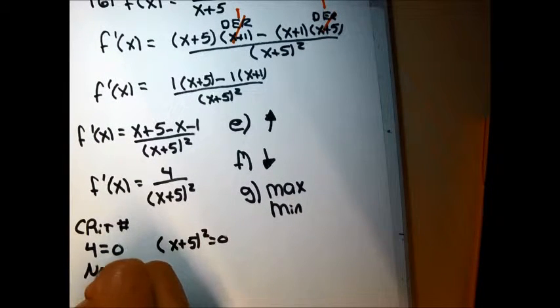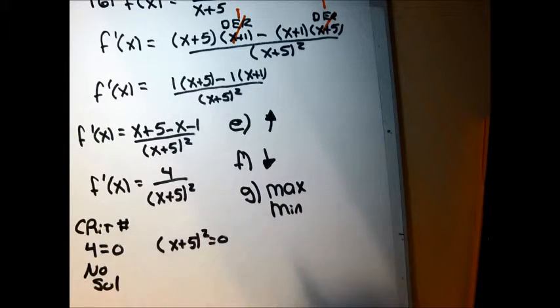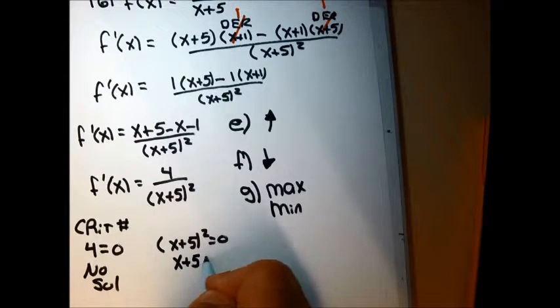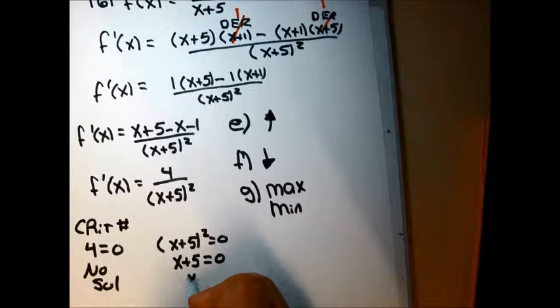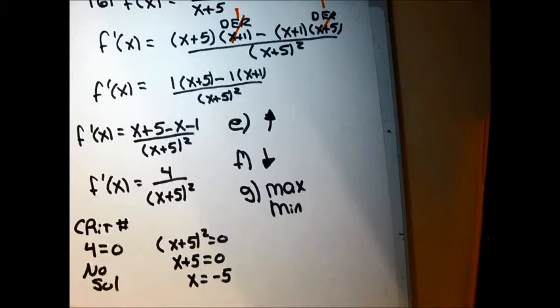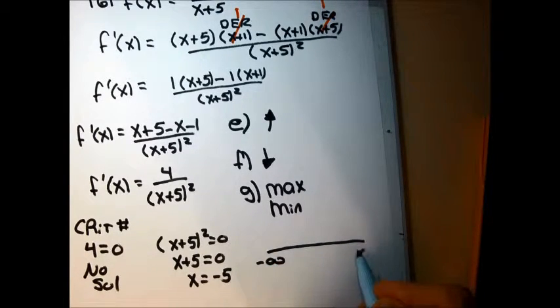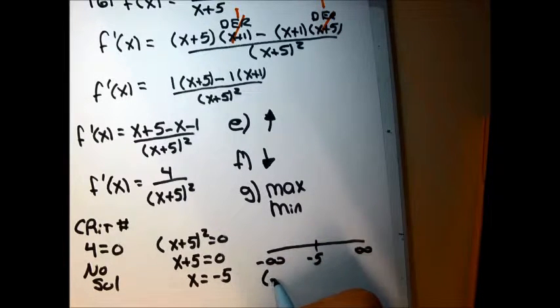The 4 equal to 0, because it doesn't have an x, doesn't give a solution. For the x plus 5 squared equal to 0, it's enough just to take the inside of the parentheses and set it equal to 0. And I'm going to get x equal to negative 5 for my critical number. So on a number line, I'm going to put negative infinity and positive infinity on the edges, negative 5 between them, and create my intervals from negative infinity to negative 5, and negative 5 to infinity.